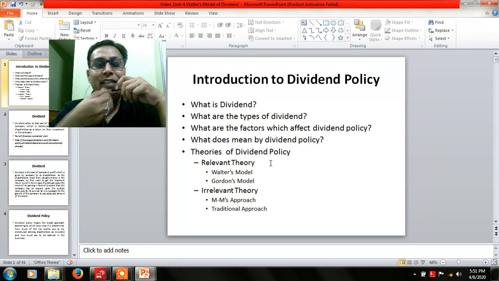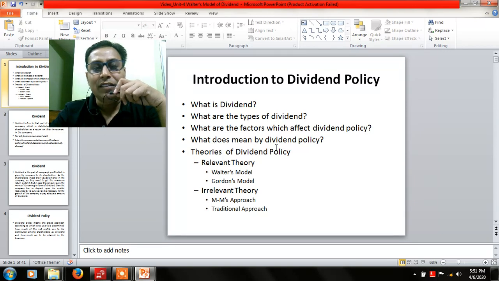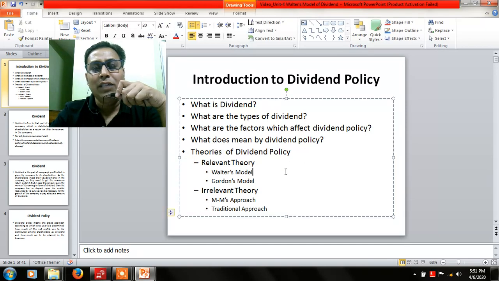How the dividend is defined, and what are the factors which affect the dividend and dividend policy, the types of dividends, and what are the major types of dividend specifically. Then what is meant by dividend policy, because different kinds of policies are adopted by the companies. So these dividend policies will be discussed in this particular lecture.